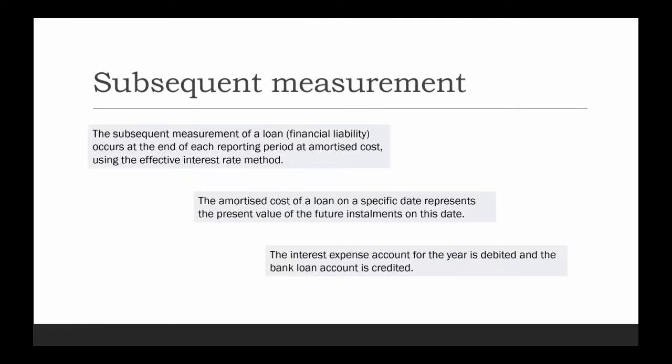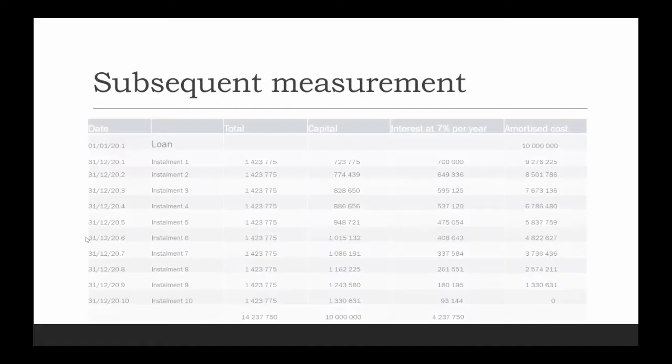You'd want to know when the subsequent measurement happens. So this would happen normally at the end of each reporting period at the amortized cost. We will be using the 7% interest rate as agreed upon with F&B. So the amortized cost of a loan on a specific date represents the present value of your future installments, so how much you still need to pay F&B.